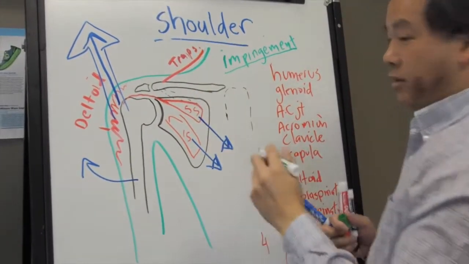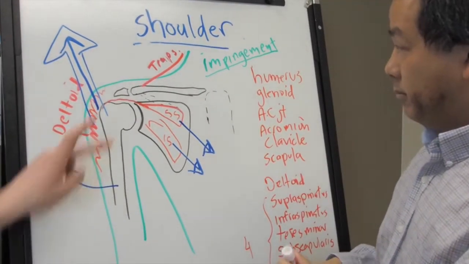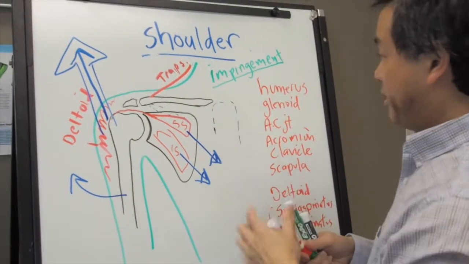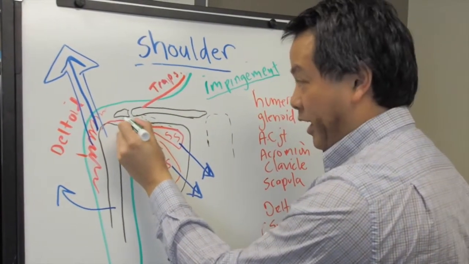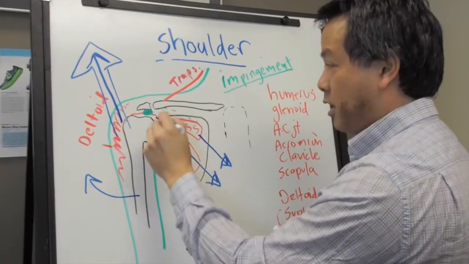So where does impingement occur? If I had to guess, I'd put it around here. Impingement will occur in the subacromial space. Right in there. There's a bursa sac right there, and then the tendon gets pinched.